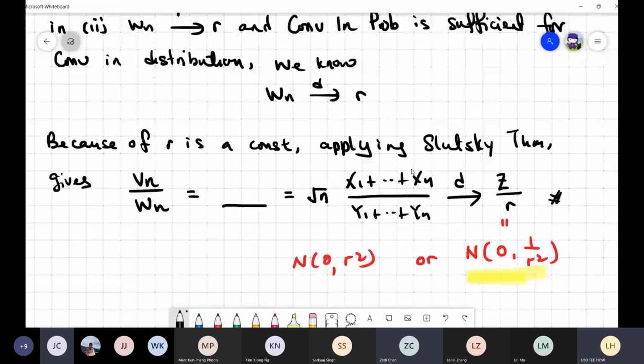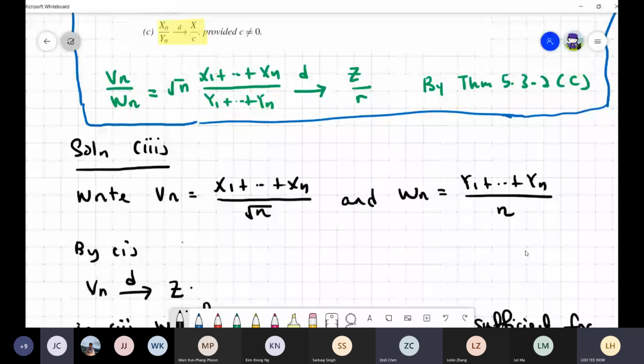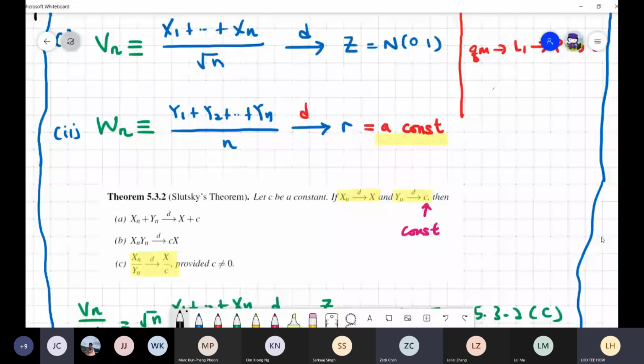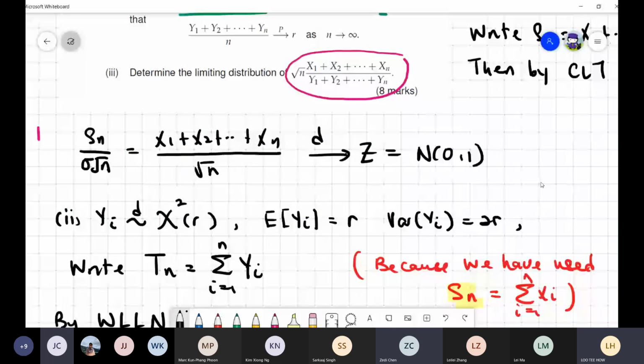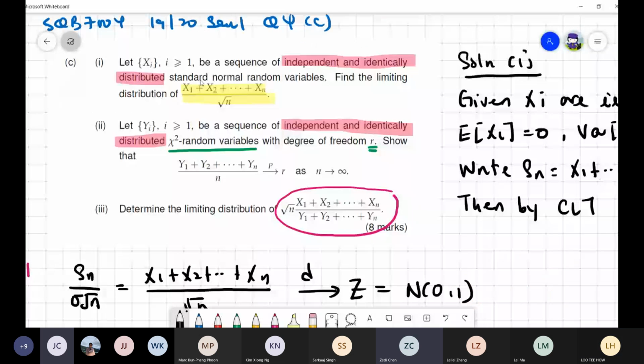Okay, so that's it for the solutions. Actually, like I say, it's not that difficult, but you need to integrate several theorems to come up with a conclusion. Okay, so one by one. First of all, in part 1, you shall be using the central limit theorem. It's quite straightforward.